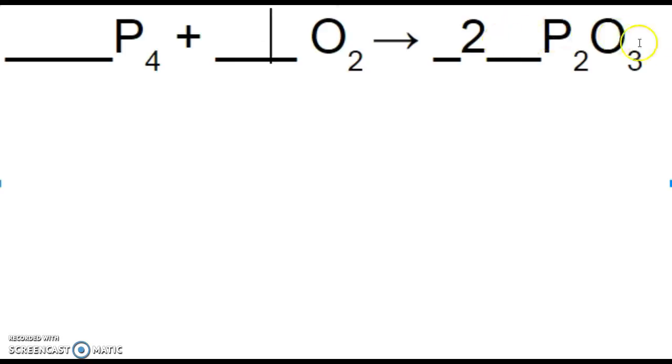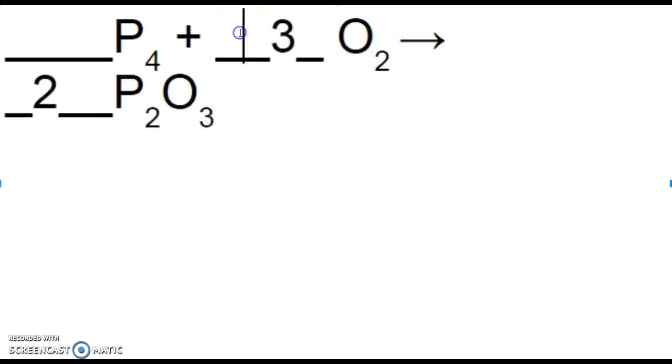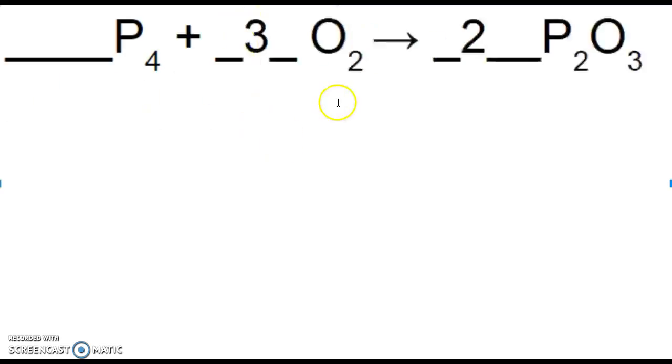So 2 times 3 over here would give us 6. 2 times 3 oxygens is 6 oxygens. So you can ask yourself, what could I multiply this 2 by to give me 6? And hopefully you're saying 3. So yeah, if I put a 3 here, now I'm going to have 3 times 2, so 6 oxygens here. 2 times 3, 6 oxygens here. 4 phosphorus, and 2 times 2 is 4 phosphorus. So now this would be a balanced chemical equation.